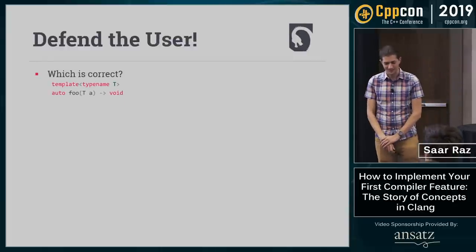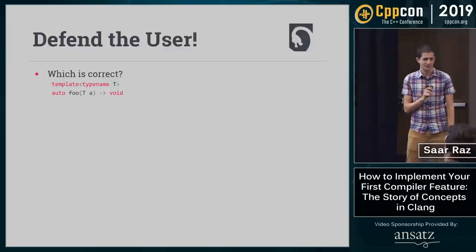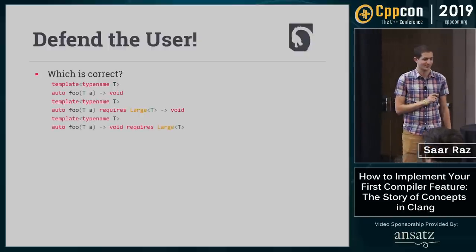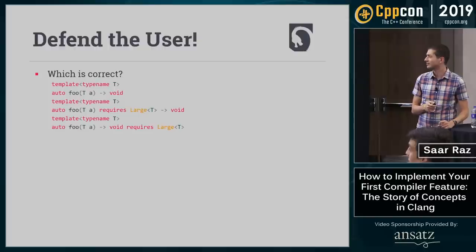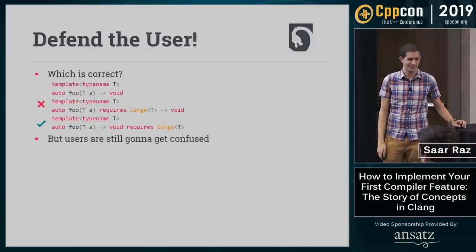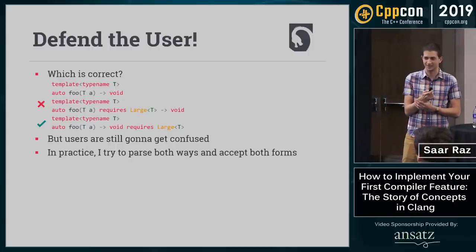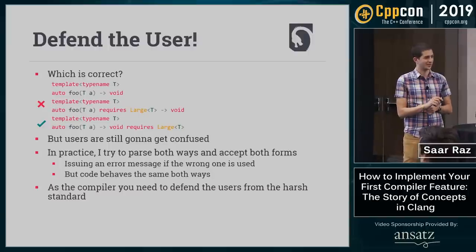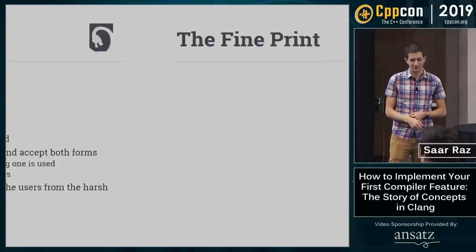Another nice principle that you can use is the following. This is a trailing return type syntax. Okay, so which is correct? This one, placing the requires clause before the trailing return type, or placing it after the trailing return type? No, it's actually the second one. But users are still going to get confused about this. And in practice, I just try both ways and accept both of them, just issue an error message if you get them wrong. So yeah, as a compiler, you need to try to defend the user from the standard which he didn't read and try to account for common mistakes. You need to expect the unexpected.